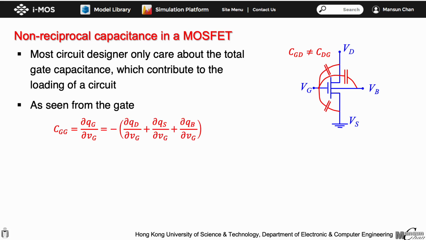So, CGG equals dQg/dVg, and it can be written as minus dQd/dVg plus dQs/dVg plus dQb/dVg. Replacing the charge derivatives with capacitances, we have CGG equal to minus CDG plus CSG plus CBG. The negative sign on the right-hand side of the expression requires some of the capacitances to be negative. However, negative capacitance is not a generally accepted concept.